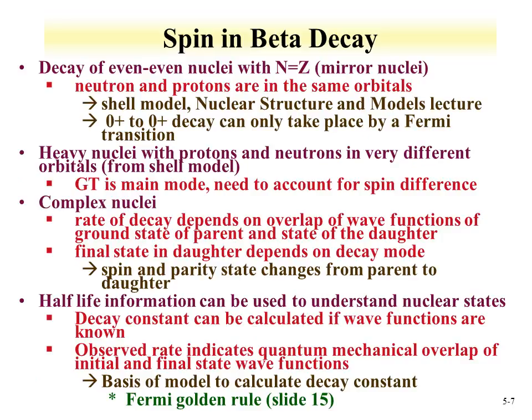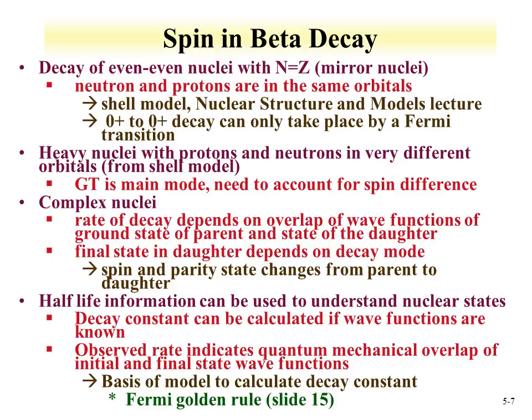Now, for even nuclei, let's say mirror nuclei, where the number of neutrons equals the number of protons, neutrons and protons can be in the same model. I can get transitions from 0+ to 0+ decay that can take place by a Fermi transition. For heavy nucleons, Gamow-Teller is the main mode, as we already discussed in the previous slide, because we need to account for the spin difference.